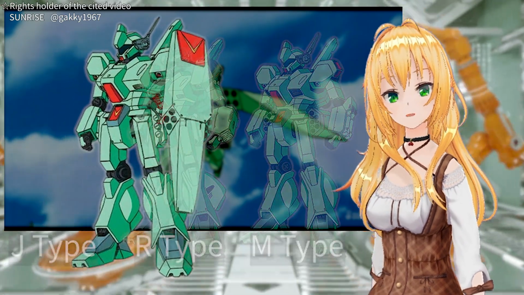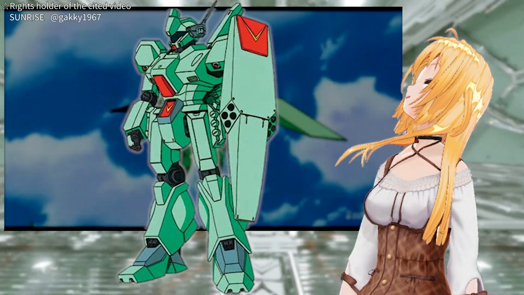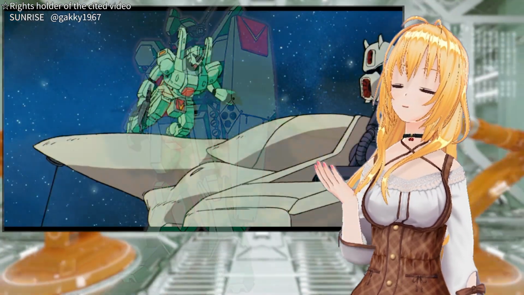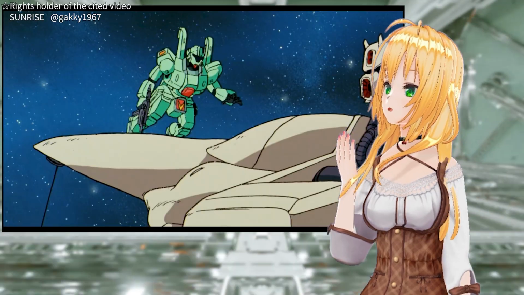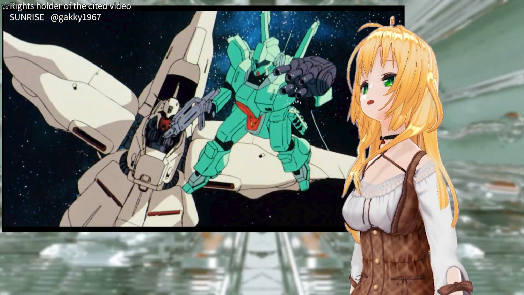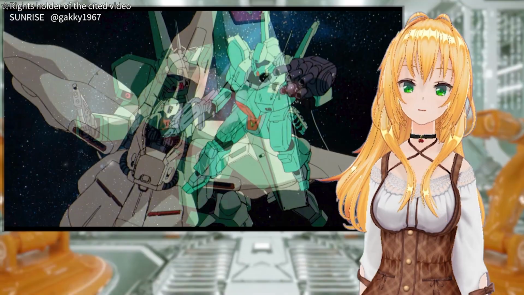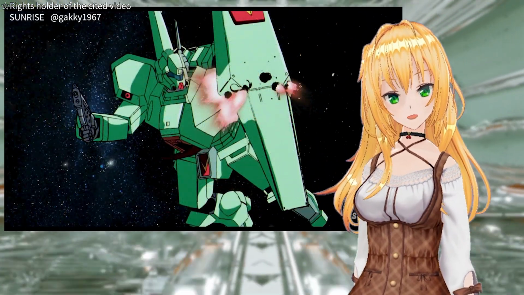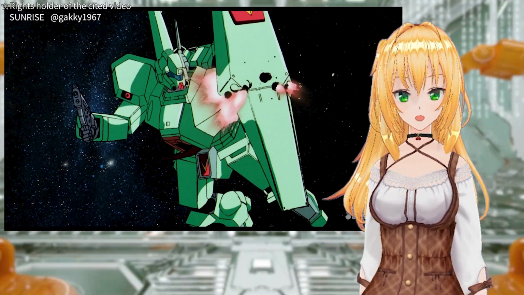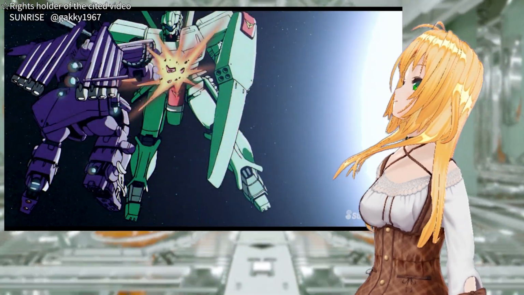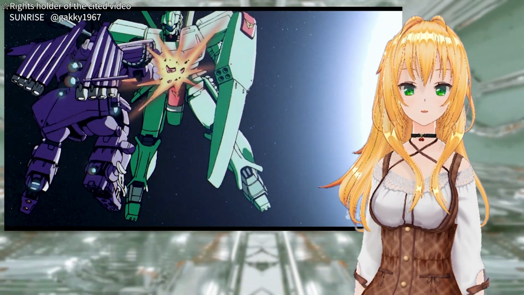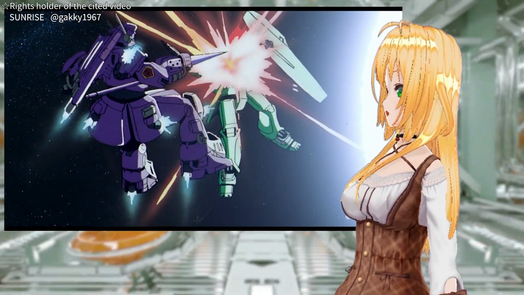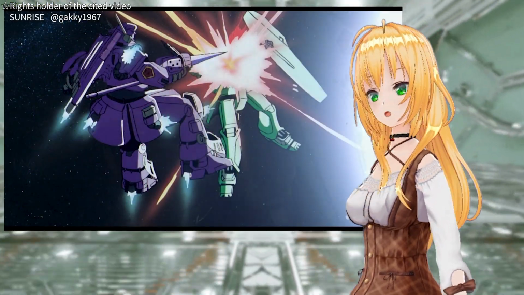Let's start with the J-type. It is the standard model, also known as the normal type. Compared to the Jegan from Char's Counterattack, its performance has greatly improved. However, 30 years have passed since its deployment in actual combat, so it has become technologically outdated. Consequently, it is easily defeated by the mobile suits of the Crossbone Vanguard, which were created using the latest technology.